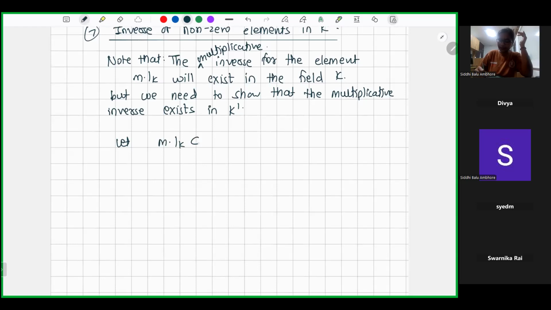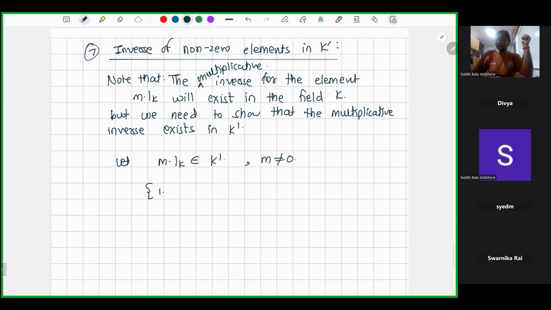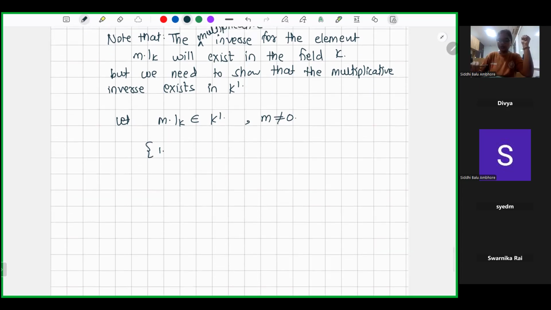Okay, so let m into 1k belong to this k dash, and we will just take this set. And m is non-zero, because if m is 0, then 0 into 1k is 0, and we are not discussing that. We want the inverse of non-zero elements, so this m is non-zero. So we are taking this set. Let us add 1k to this set; it does not matter even if we don't. mk, m square 1k, m cube 1k, and so on.